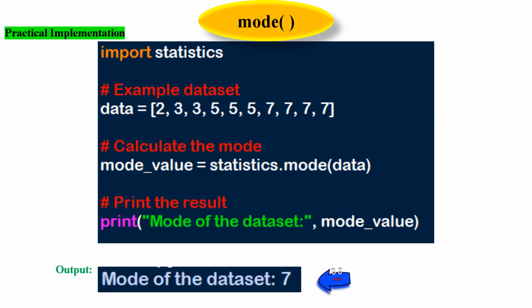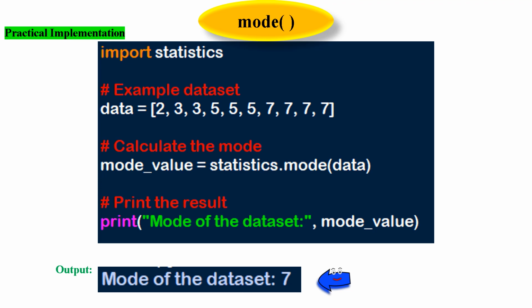Let's see the Python code. The first line imports the statistics module, which provides functions for calculating mathematical statistics of numeric data, including functions for mean, median, mode, standard deviation, and more. Next, you define an example dataset named data. It's a list containing the numbers 2, 3, 3, 5, 5, 5, 7, 7, 7, 7.